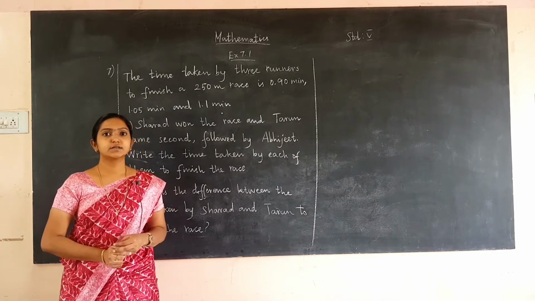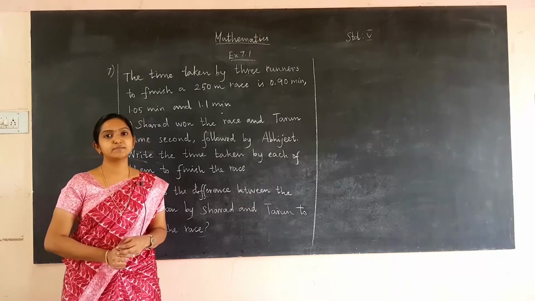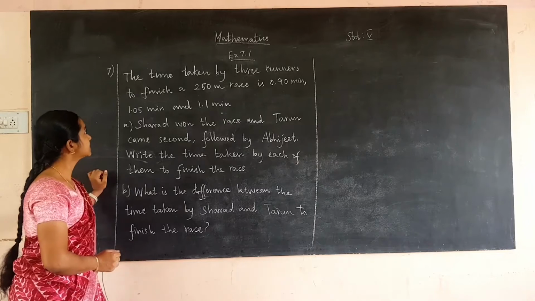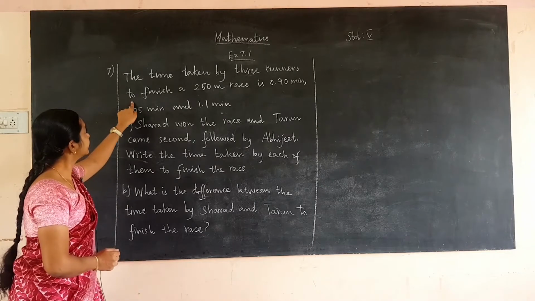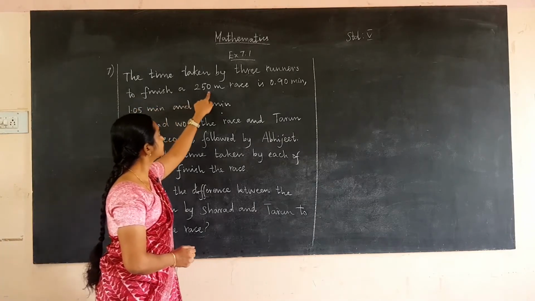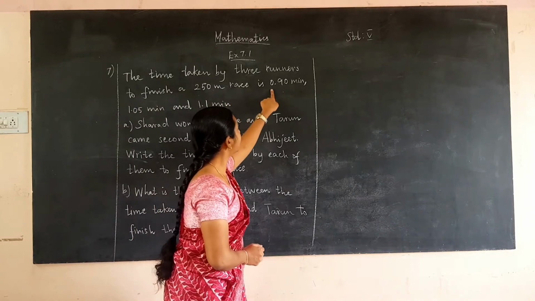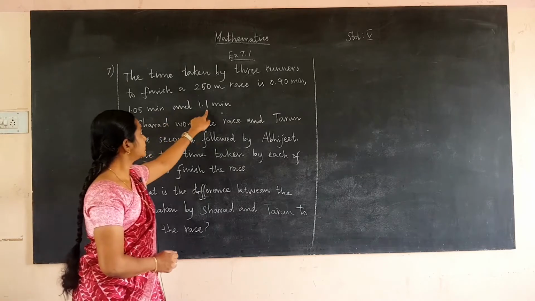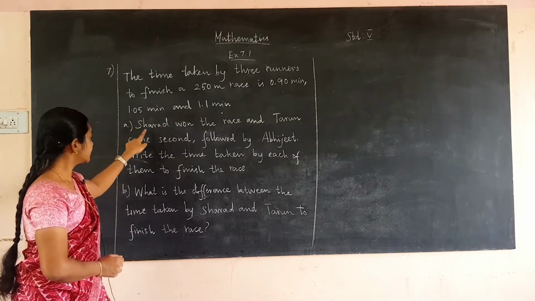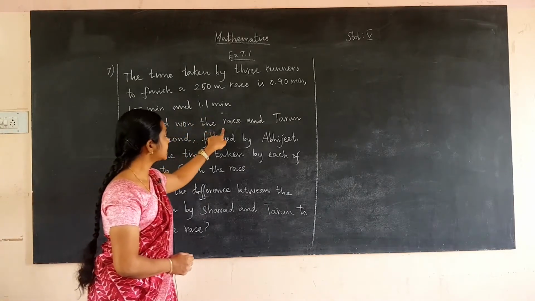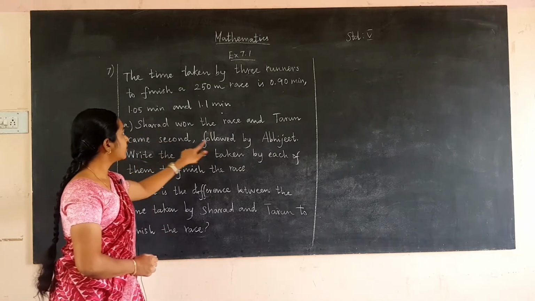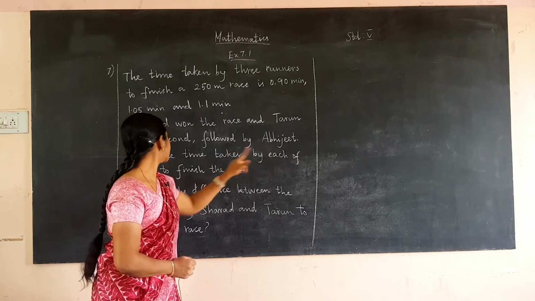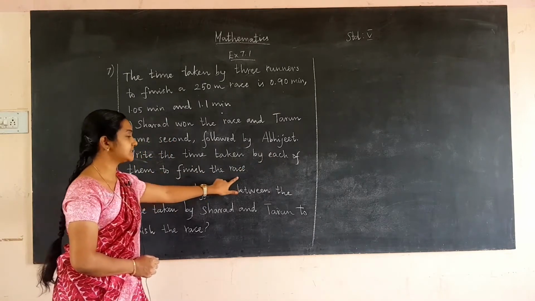Good morning students. Today we are going to solve the remaining problems in exercise 7.1. The seventh problem is the time taken by 3 runners to finish a 250 meter race is 0.90 minutes, 1.05 minutes and 1.1 minute. First question is Sharath won the race and Tarun came second followed by Abhijit. Write the time taken by each of them to finish the race.